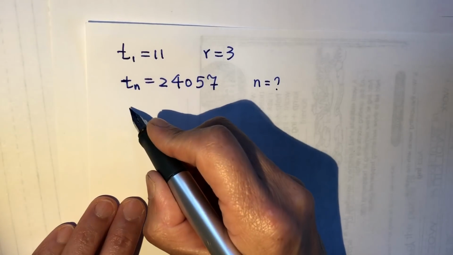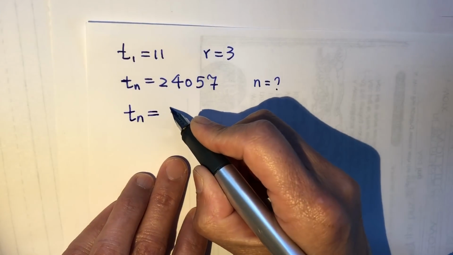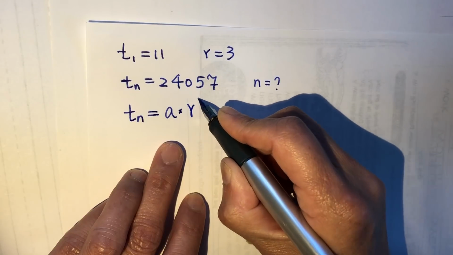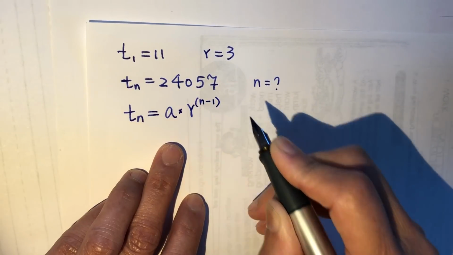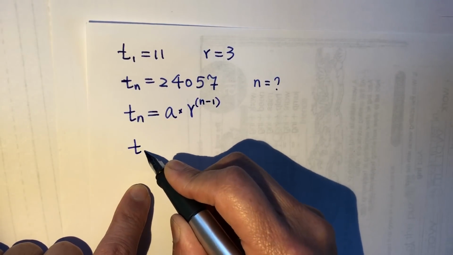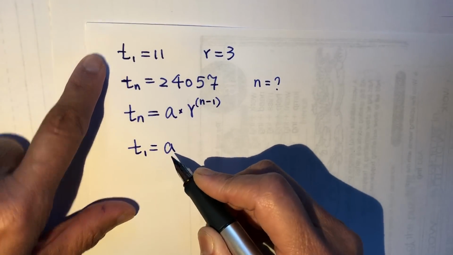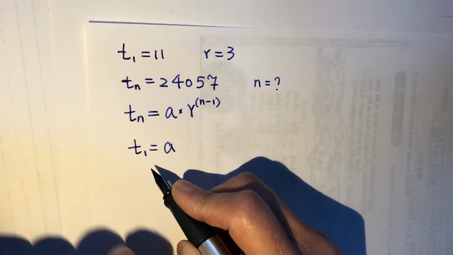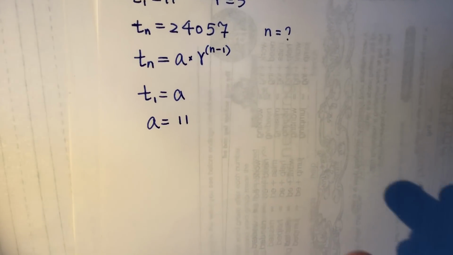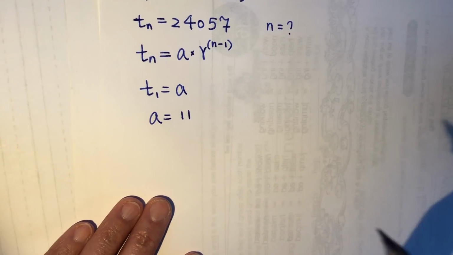So to begin with, we always write down the formula. Tn equal to A, the initial number, times R to the power of n minus 1. I like to write it this way. So T1 equal to A times 1. T1 equals A. T1 equal to 11. So A equal to 11. So we got this number settled and we know R is 3. Everything becomes so simple. Don't you agree?